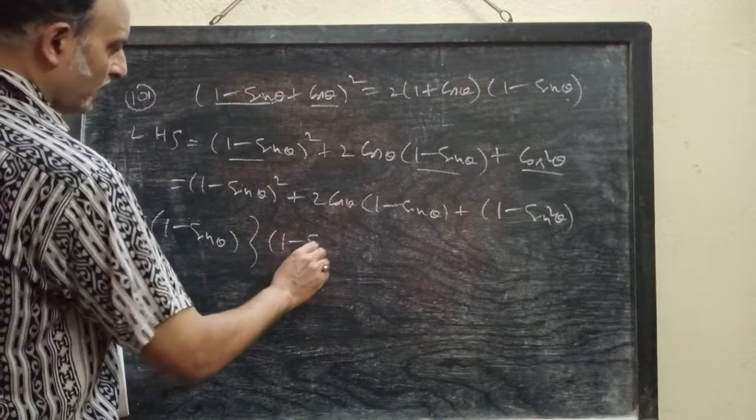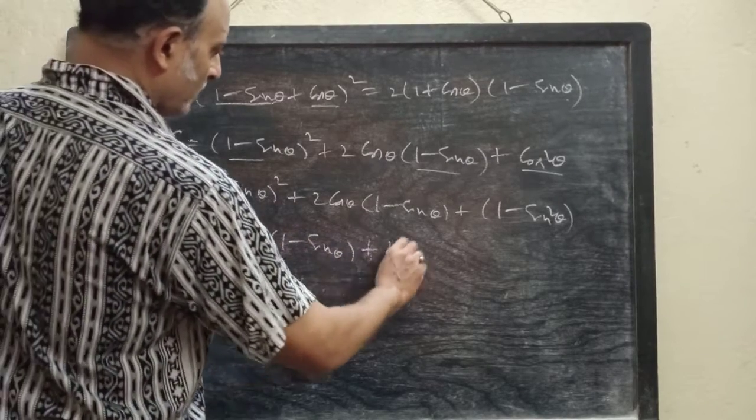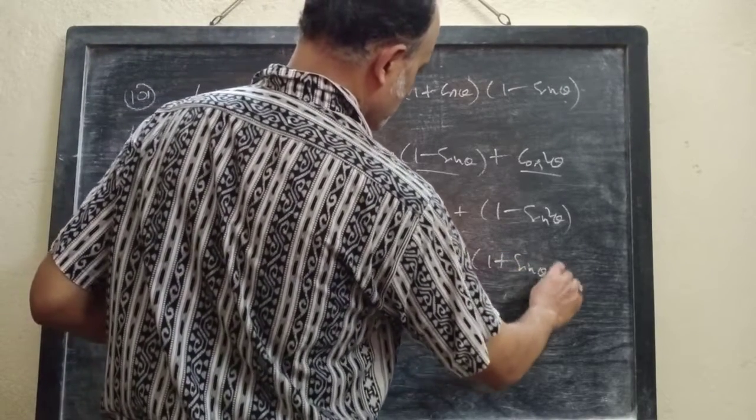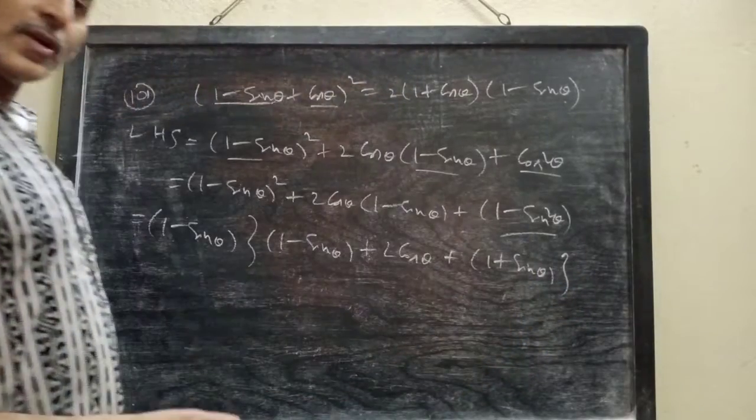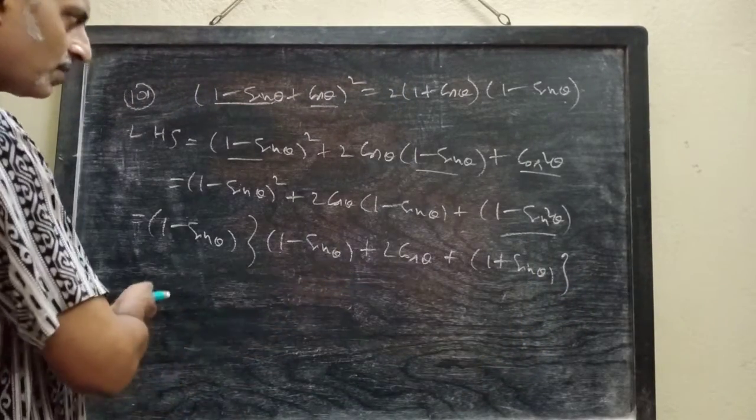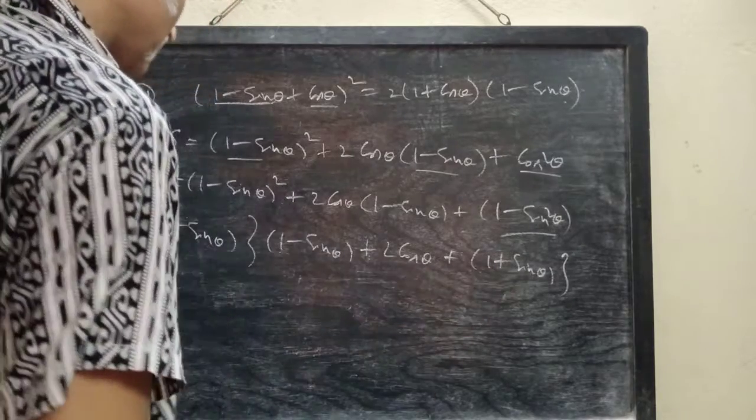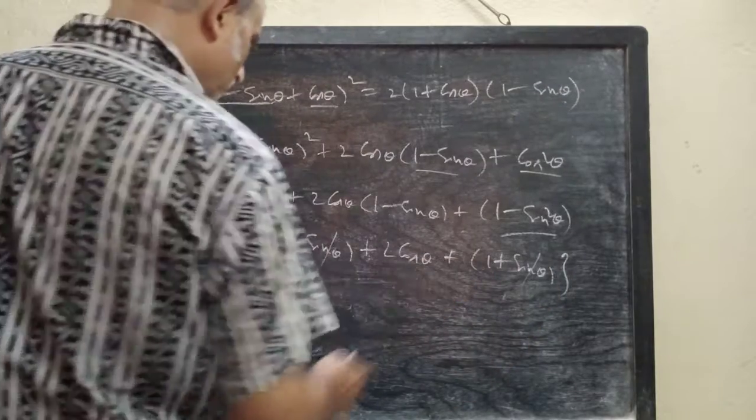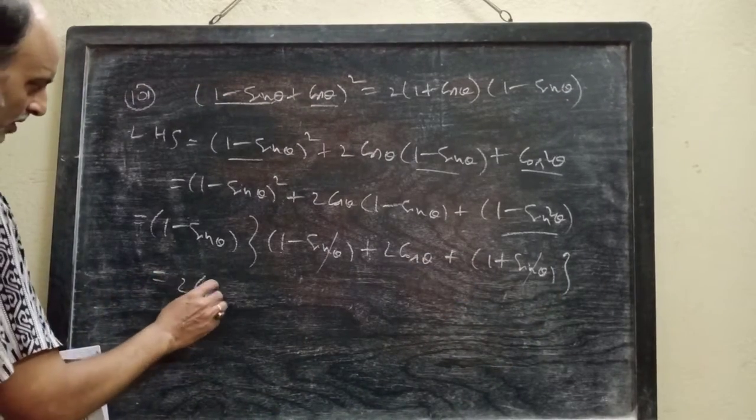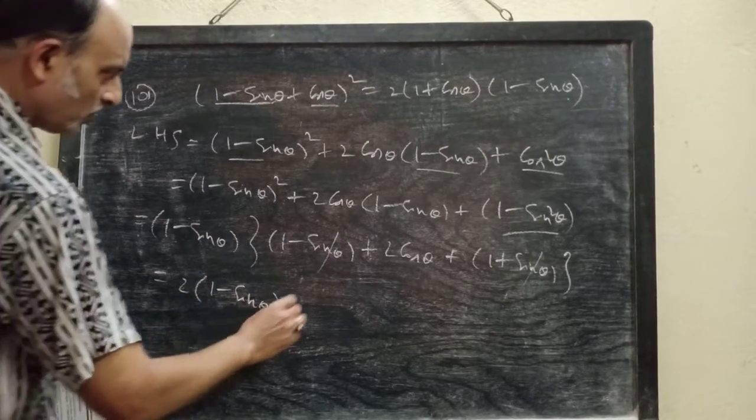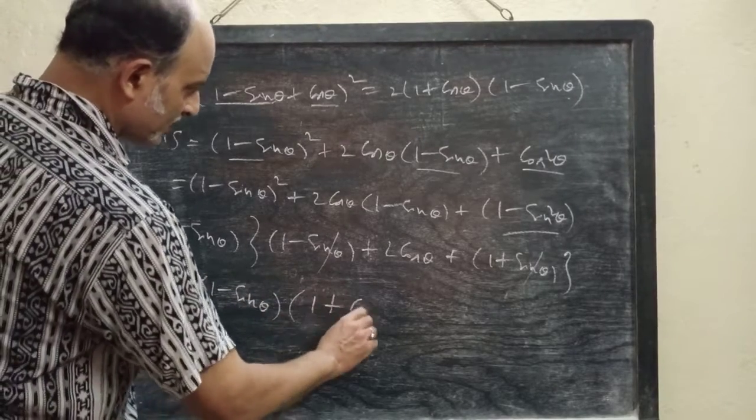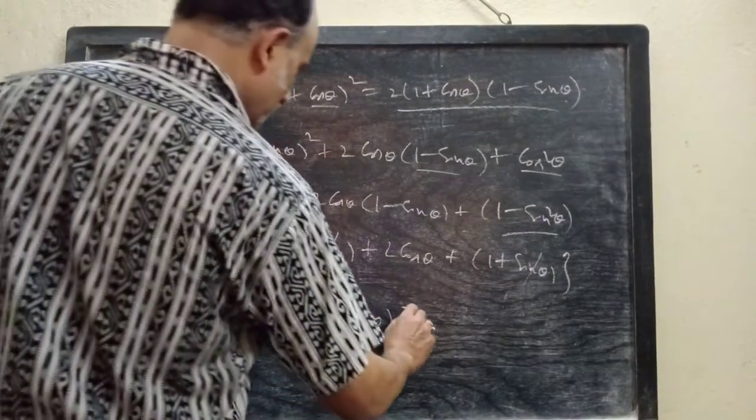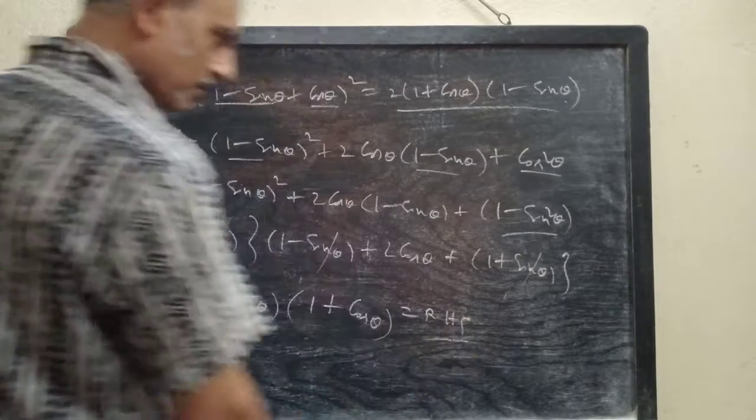You get here 1 minus sin theta, here you have 2 cos theta, and here you have 1 plus sin theta. Because 1 plus sin theta into 1 minus sin theta is 1 minus sin square theta, you have taken 1 minus sin theta outside, so here it remains 1 plus sin theta. Now look, minus sin theta plus sin theta cancelled, 1, 1, 2 and 2 cos theta. So take 2 common. 2 into 1 minus sin theta, and it becomes 1 plus cos theta. Okay, equals to RHS. Good.